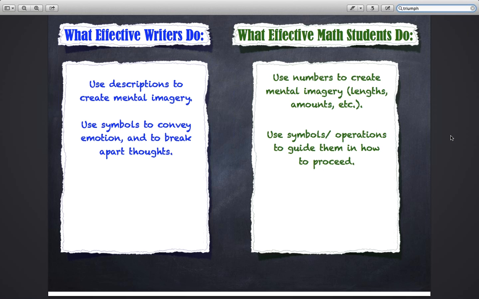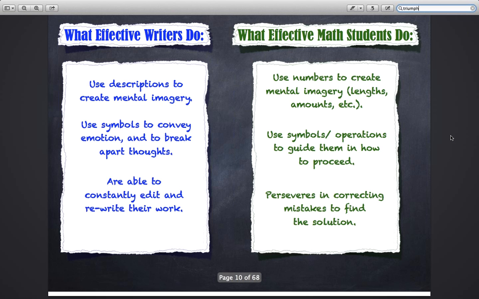They know that when they see parentheses, we're going to be doing everything inside those parentheses first, for example in an order of operations problem. So again, effective writers constantly use symbols to convey emotion and to break apart thoughts, and effective math students always use symbols and operations to guide them in how to proceed.